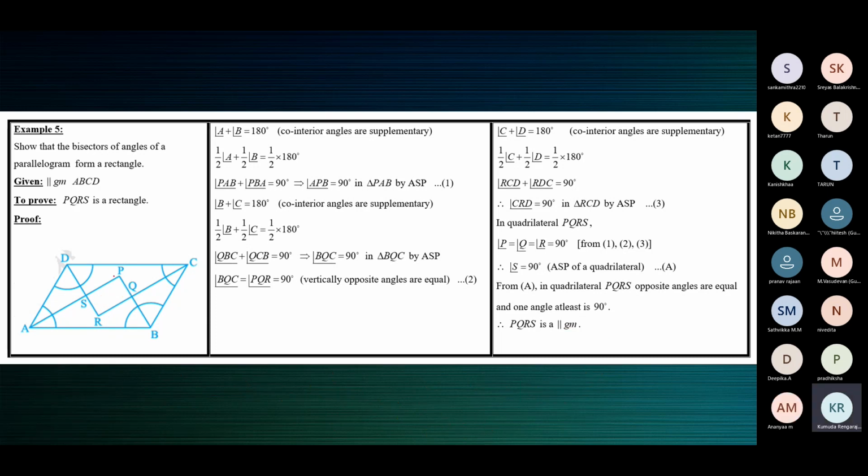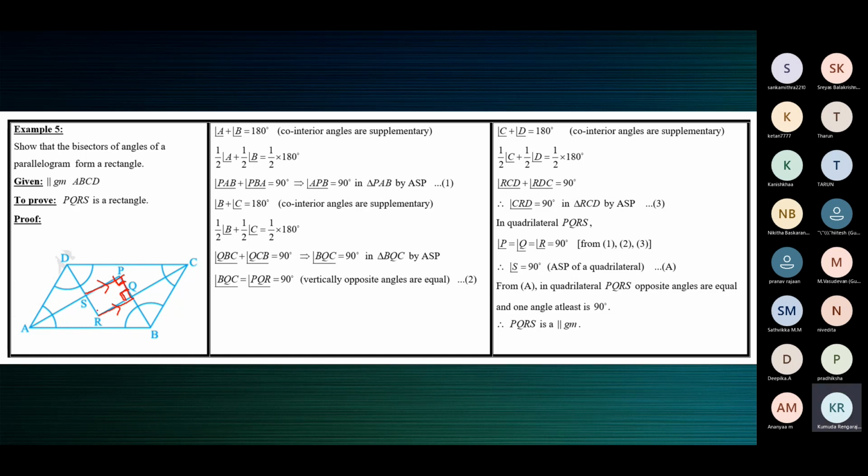As you said, we proved that angle P is 90 and Q is 90. So this means P plus Q is equal to 180. So these are two lines. PS is a line, RQ is a line intersected by a transversal PQ. And co-interior angle is supplementary. Therefore, PS is parallel to QR.